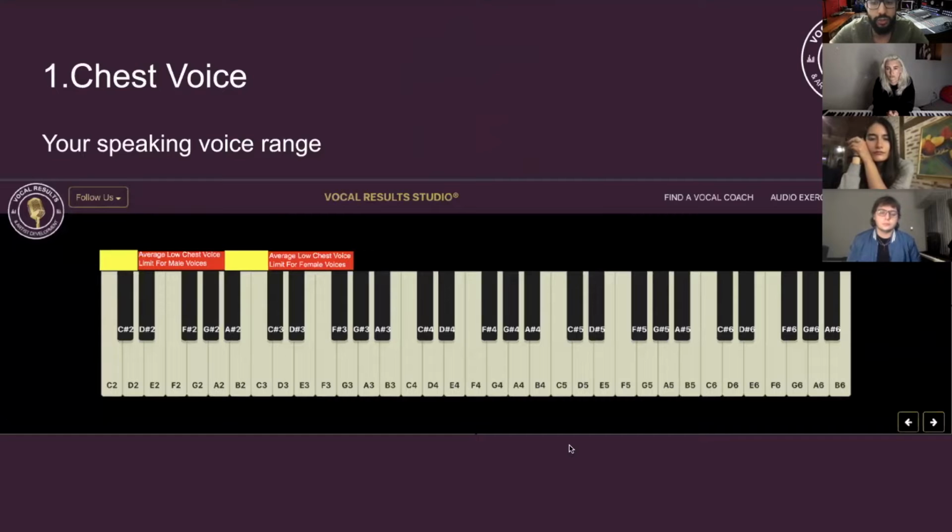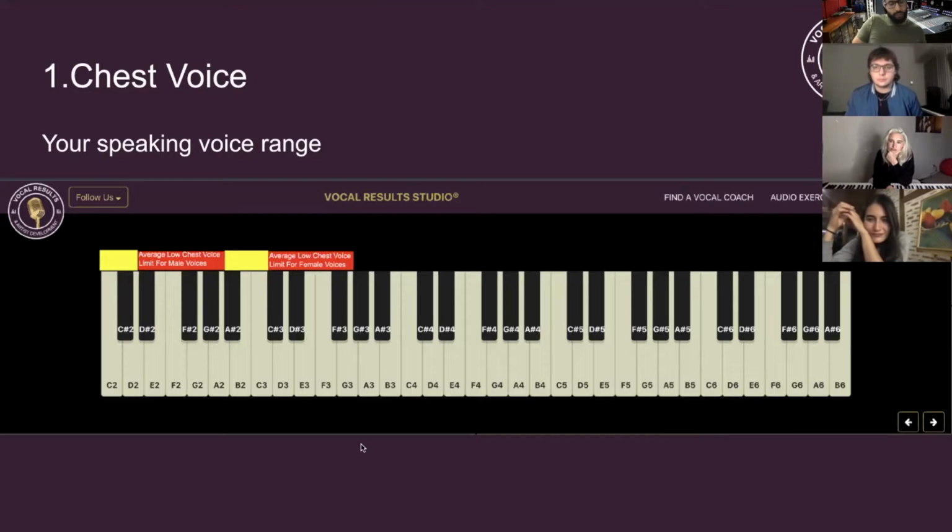For me, chest voice is simply your speaking range. If I analyze where I'm speaking, if I am speaking here, it's a D3, right? So that's going to be the point of comfort for my voice, which is determined by the length and the width of my vocal cords, as well as the size of my mouth. So obviously that is going to be different from person to person.